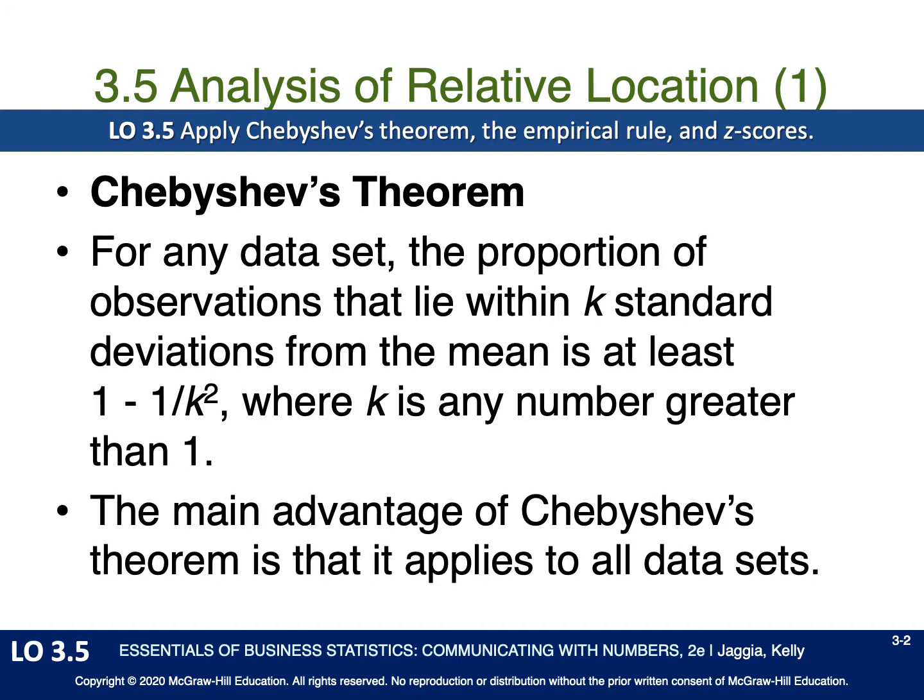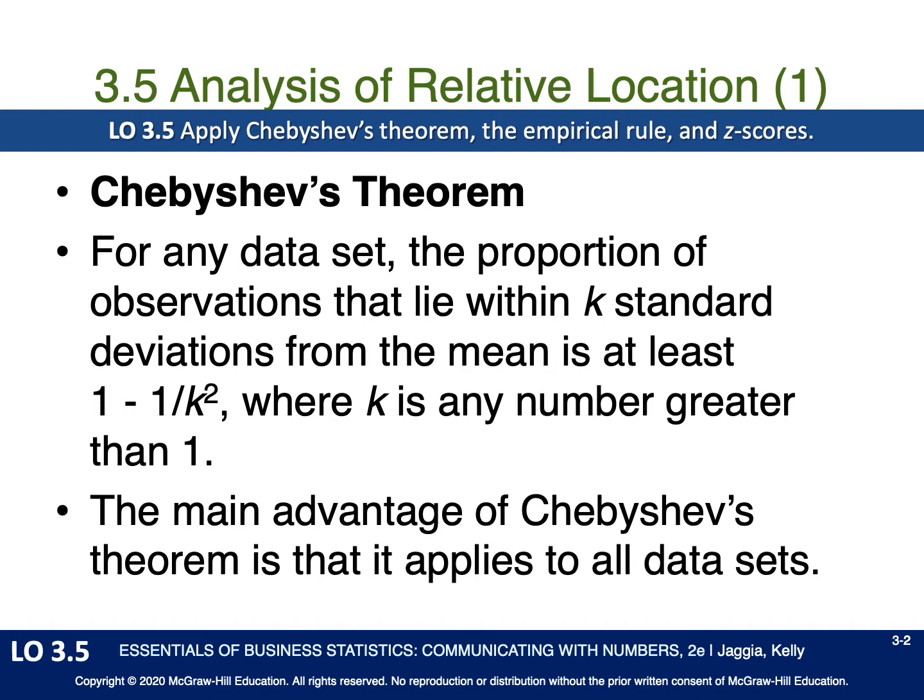Now, the key with Chebyshev's theorem is that it can be used with any kind of data. So we've talked before a little bit about data that is normally distributed, meaning that kind of bell curve that we've looked at. We'll talk about that a whole lot more in chapter 6 also. So we're going to come back and talk about that a lot more. But Chebyshev's theorem can be used with data that is normally distributed and data that is not normally distributed.